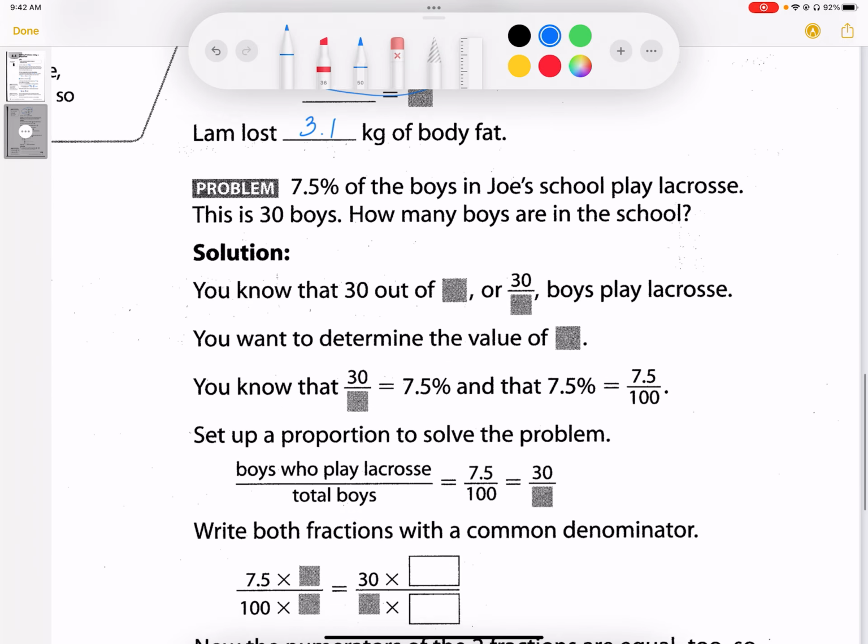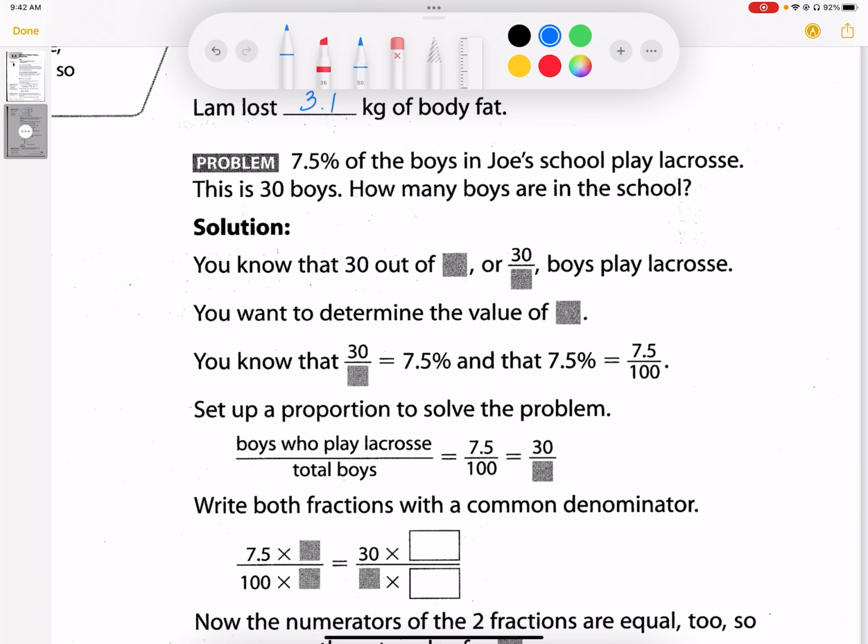do these problems. So the next problem says 7.5% of the boys in the Joe school plays lacrosse. So that's our part, and that part is represented by 30 boys. So we want to find the whole, how many boys in the school. So we know that 30 out of blank, what we're trying to find, is the same as 30 part over whole. So this is our part. We're trying to find the whole, how many boys in the school. So we want to determine that value of the whole.